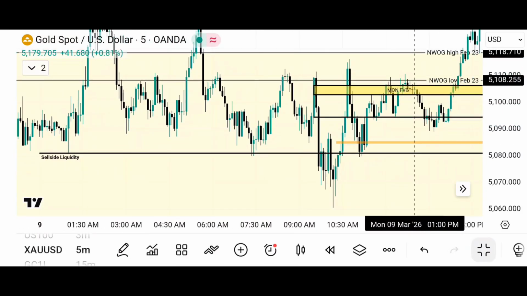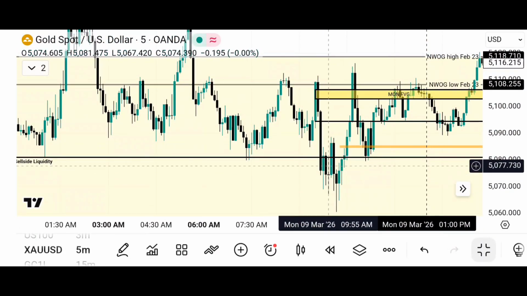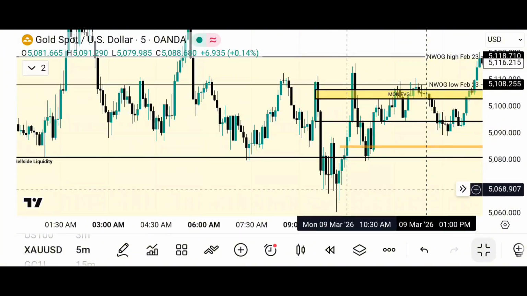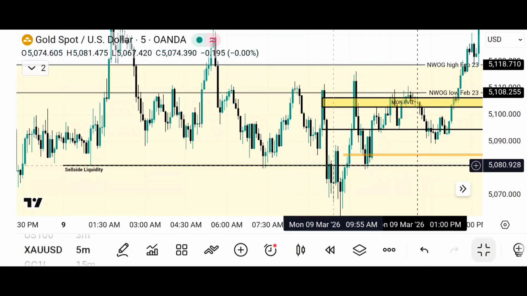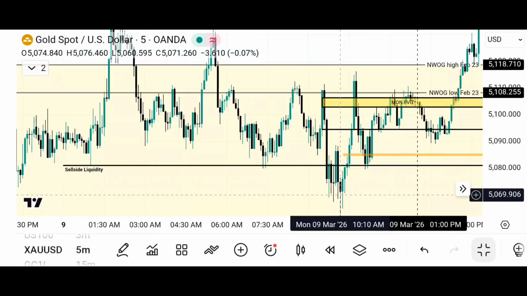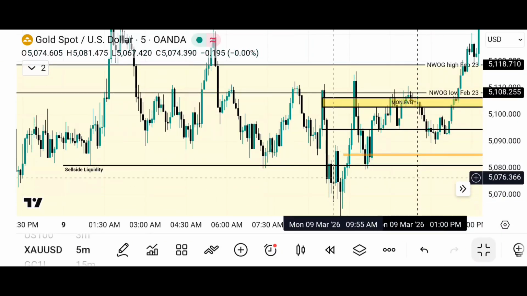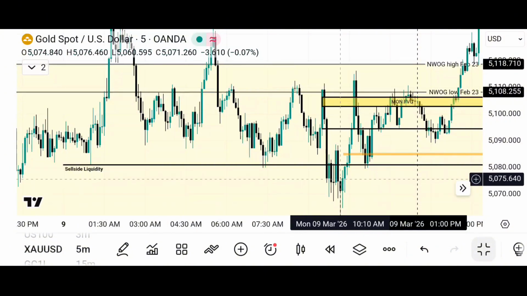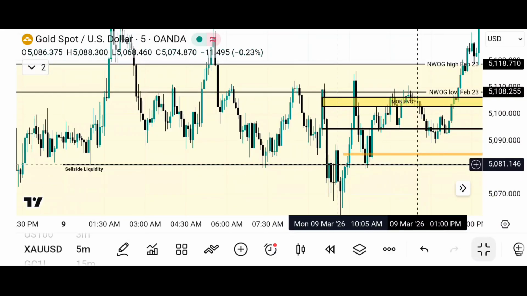You can see price is very jagged at the end. Price is taking out sell side liquidity. Sometimes it will be jagged like this after taking out sell side liquidity. It gives more confirmation that price is likely to go up because it has done the damage below.